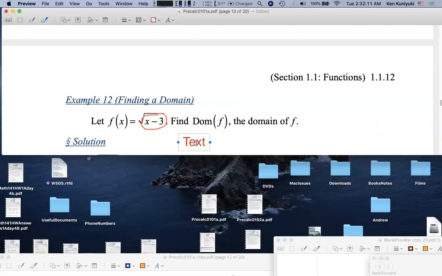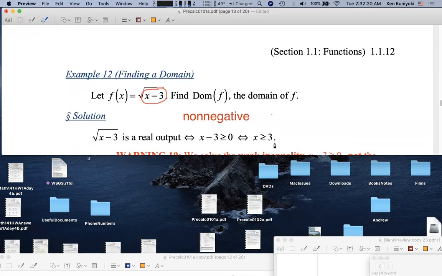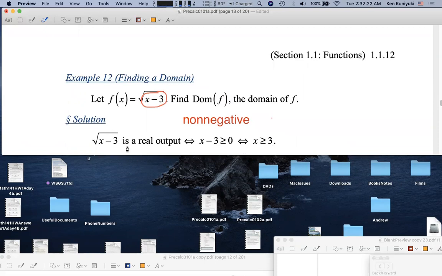What's that long word? When it's non-negative. It could be 0, it could be positive. So root x minus 3 is a real output if and only if the radicand x minus 3 is non-negative. It could be positive or 0. We can add 3 to both sides of this inequality, and we get x is at least 3. X is greater than or equal to 3, which is the key.